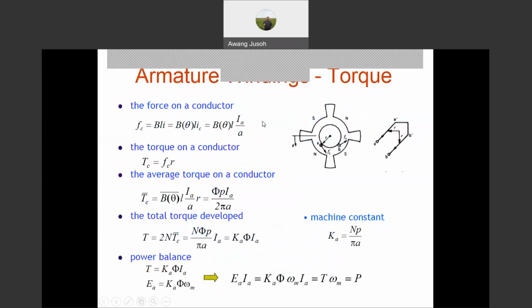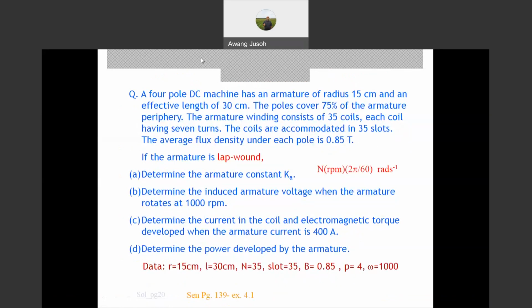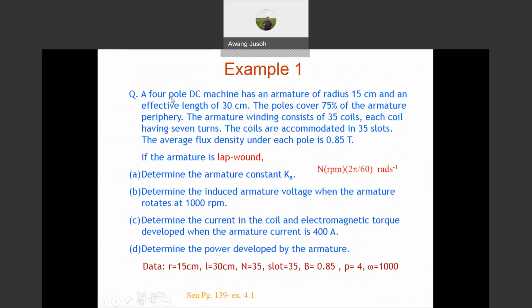Today I would like to explain example one, which is an example of the DC machine. So we have a question here. A 4-pole DC machine has an armature of radius 15 cm and an effective length of 30 cm. Then the pole covers 75% of the armature periphery, and the armature winding consists of 35 coils, each coil having 7 turns. The coils are accommodated in 35 slots. The average flux density under each pole is 0.85 Tesla.